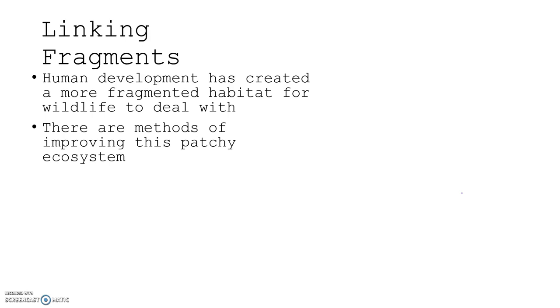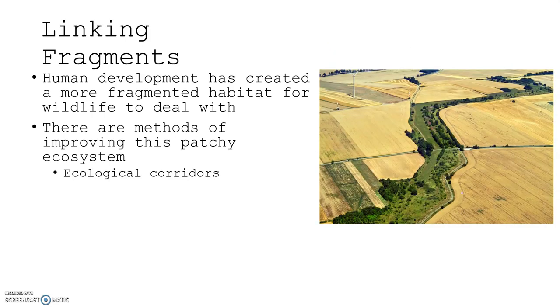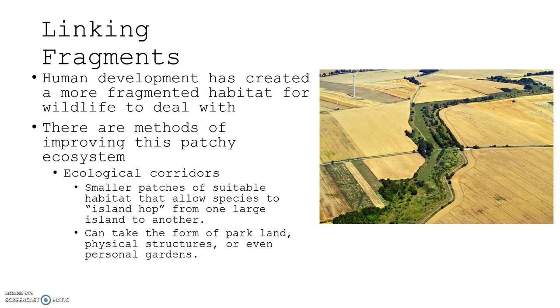And so we can link those fragments. There are methods of improving this patchy ecosystem, such as ecological corridors, keeping this here in this farmland so the animals have a way to travel. These are smaller patches of suitable habitat that allow species to island hop from one large island to another. They can take the form of a parkland, physical structures, or even personal gardens.